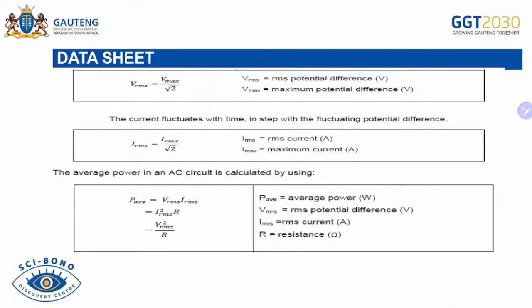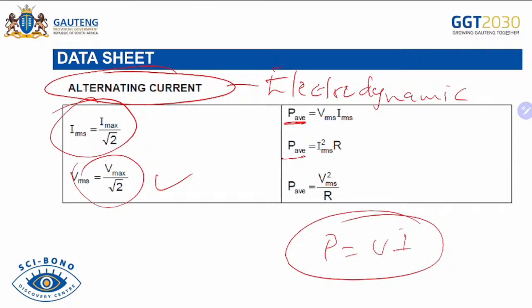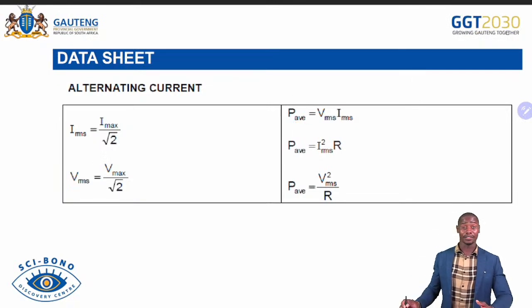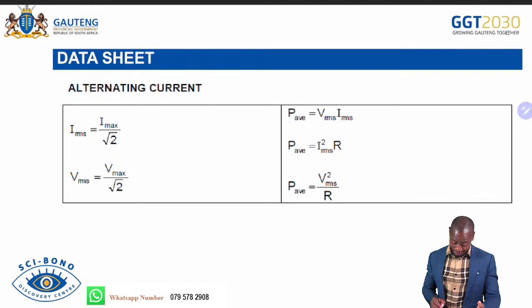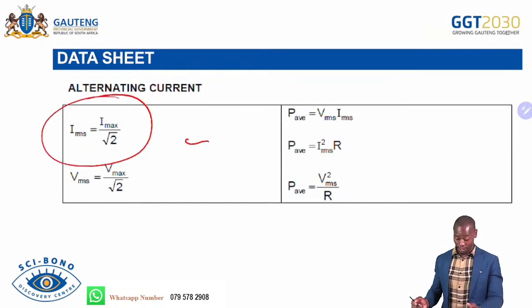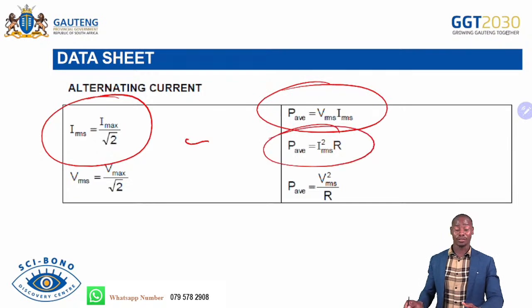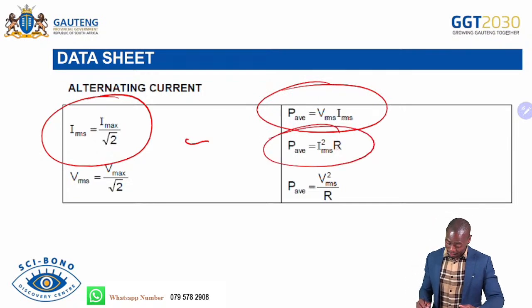These are the equations, learners. So you want the IRMS. This is the equation that you can use to calculate your IRMS. This is another equation that you can use to calculate your IRMS, and this is another one. But with this one, you will have two unknowns. You don't have resistance, you don't have IRMS, you only have the average power.